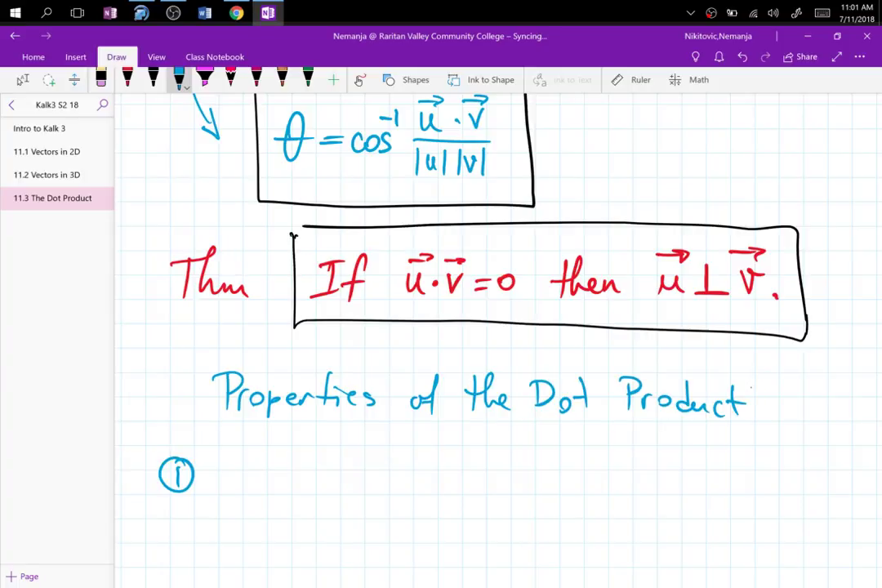Property number 1, dot product is commutative. U dot v is the same as v dot u. Honors option. What's the proof for this?